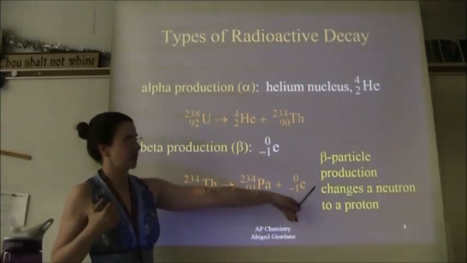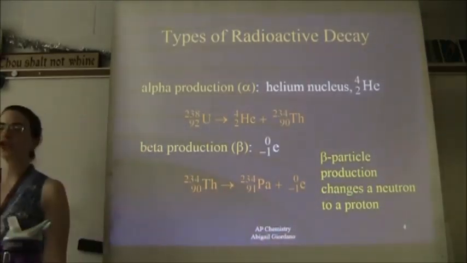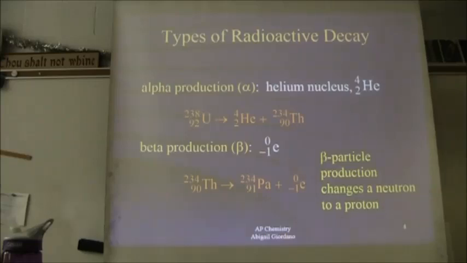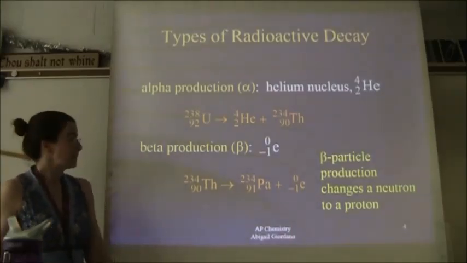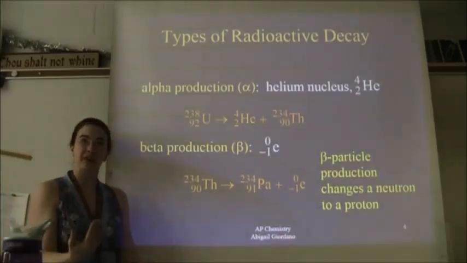It says, a neutron changes into a proton. Please don't ask me how that happens or why that happens. I don't know. But the math supports that.